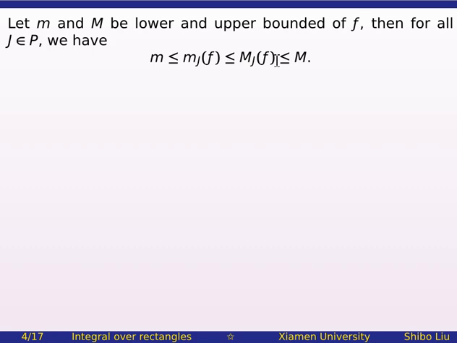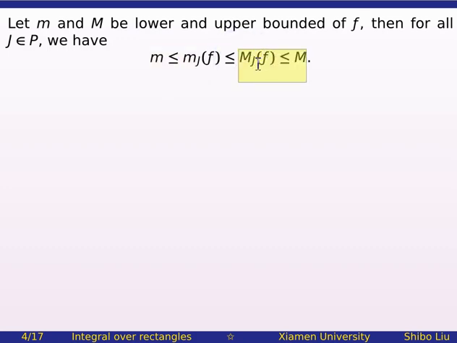This is quite easy because small m_J here is the infimum of f over the subrectangle J, and because the subrectangle J is a subset of I, the infimum of f over J will not be less than the infimum of f over I, which will not be greater than the lower bound of f over I. Therefore, we have this inequality. And similarly, we have this inequality.